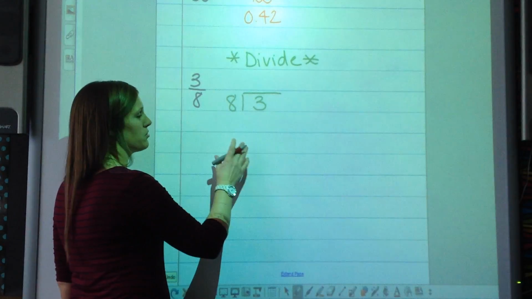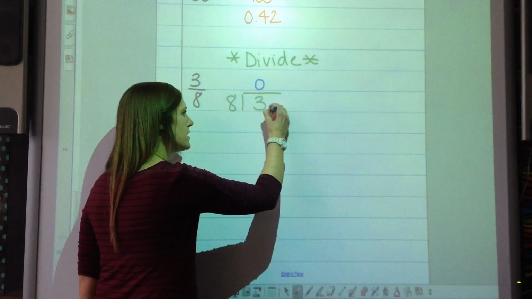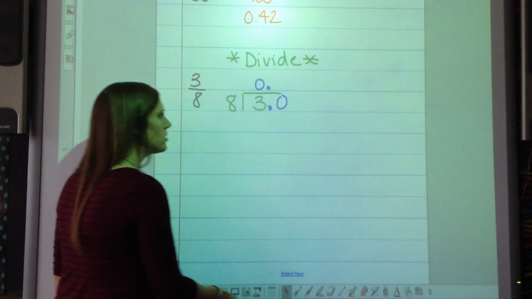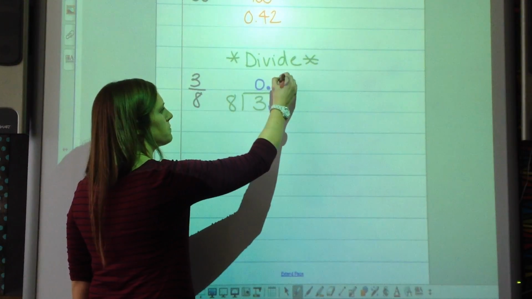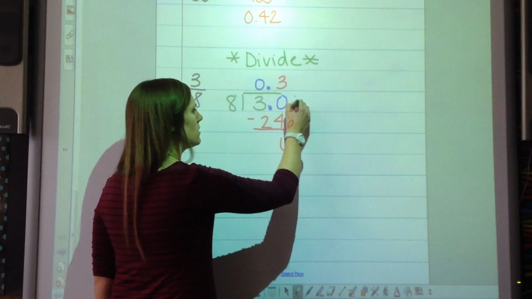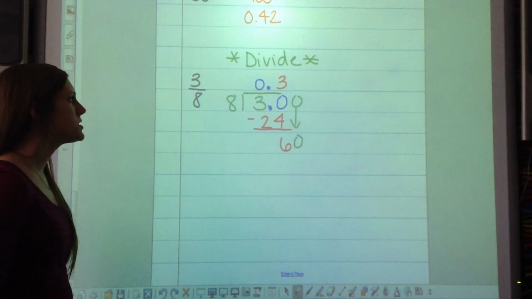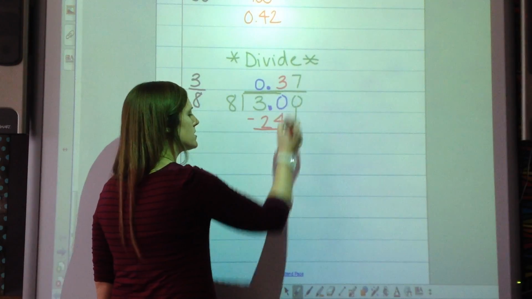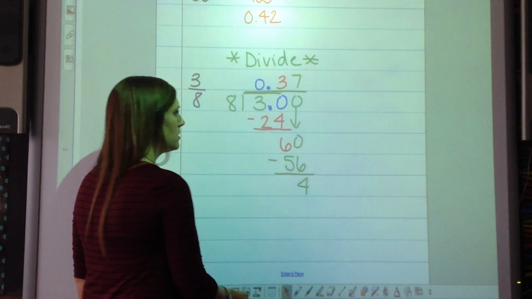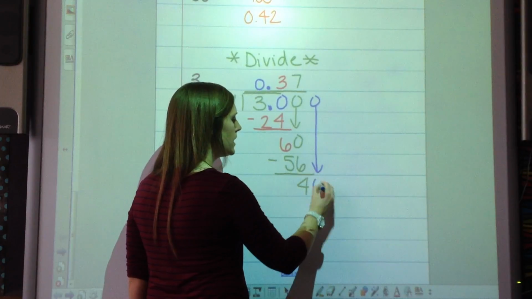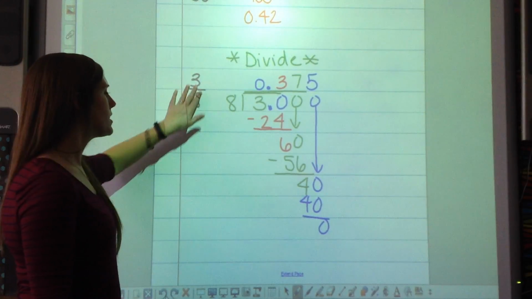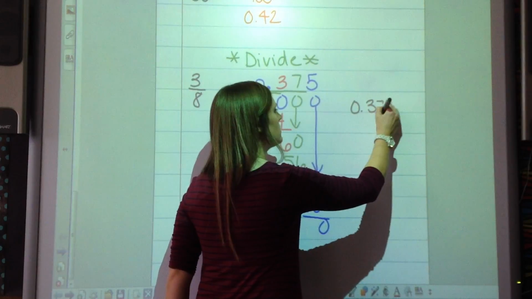So 8 does not go into 3. What I'm going to do is I'm going to add a decimal and a 0. 8 goes into 30 3 times. I have to keep working here. 8 goes into 60 7 times. And I have to keep going until I get a 0 at the bottom. 8 goes into 40 5 times. Here, 3/8 is the same as 0.375.